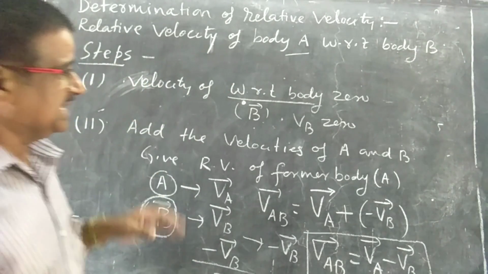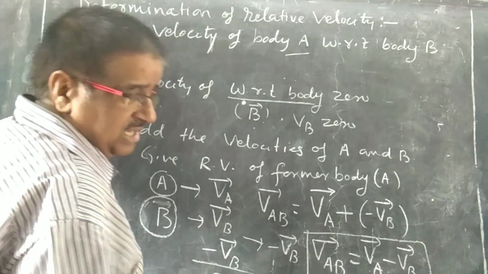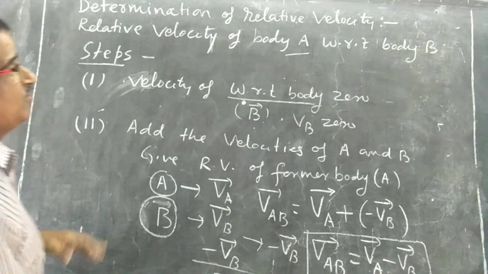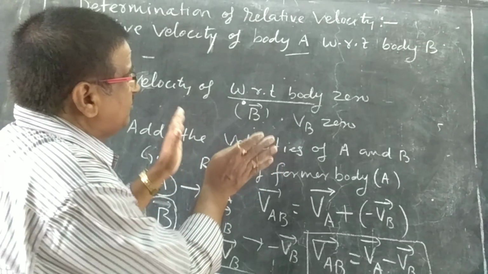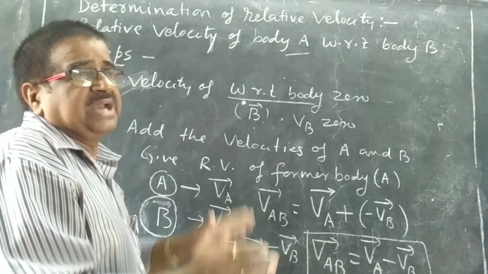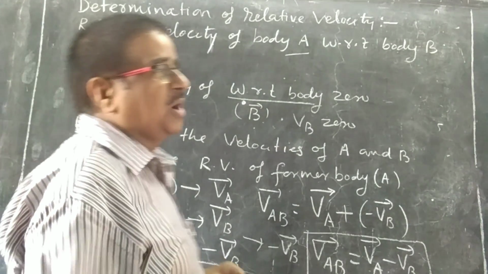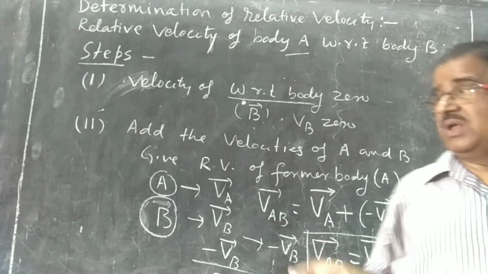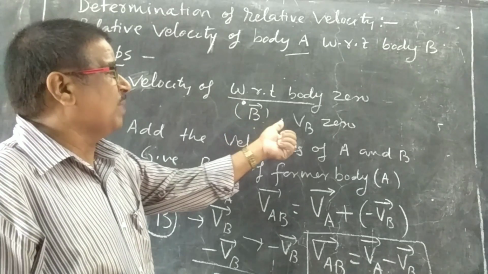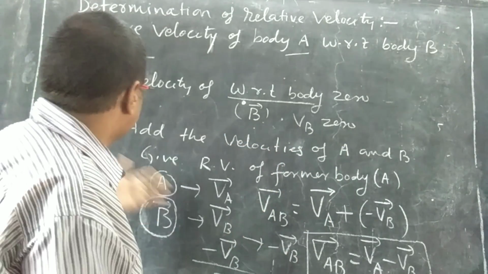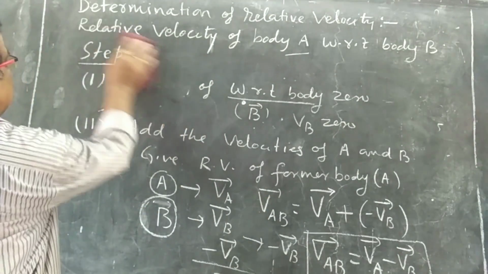This is the step to calculate the relative velocity of body A with respect to body B. With respect to body is here B, so we have to bring body B to rest. To bring it to rest, we will subtract the same value of the velocity of B. By subtracting we will get the value of B at 0, and after that we will add the two velocities as they are moving in the same direction.